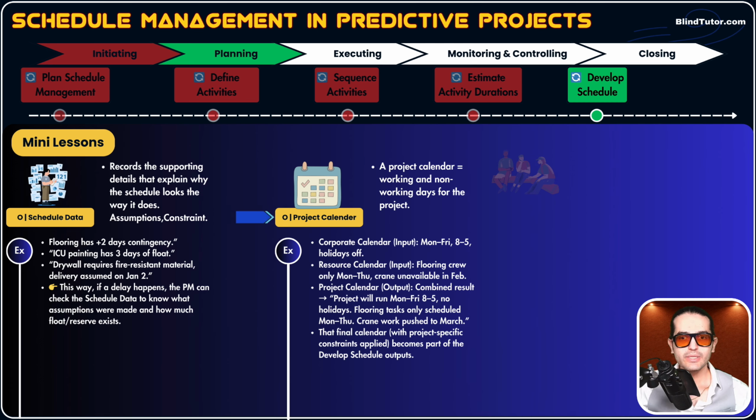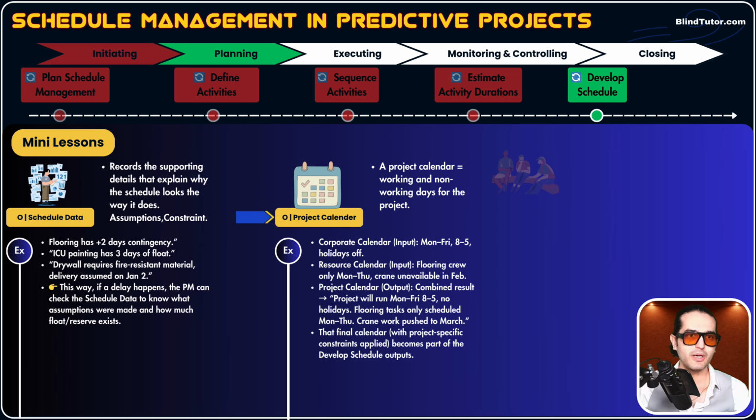Flooring tasks only scheduled Monday to Thursday. Based on our resource calendar, we know that our flooring crew is available Monday to Thursday, and crane work or crane related activities are pushed to March. Okay, this final calendar with project specific constraints applied becomes part of the output of develop schedule. This is called project calendar, guys.